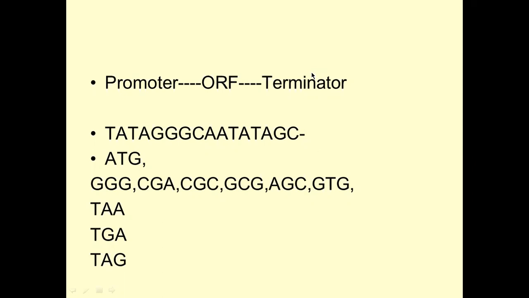What is a gene? A gene actually has three parts: promoter, open reading frame, and terminator. Promoters are the regions where the transcription factors bind. What are transcription factors?